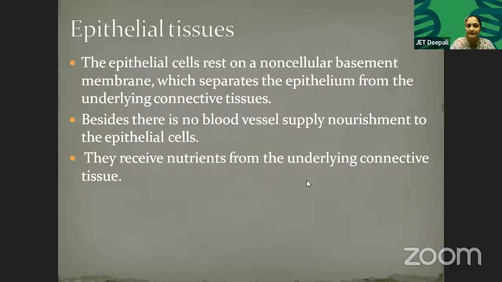Now let's go to epithelial tissue. My slides are visible now. All my slides are visible. Epithelial tissue is there, madam, now. Yes, we are on that only.